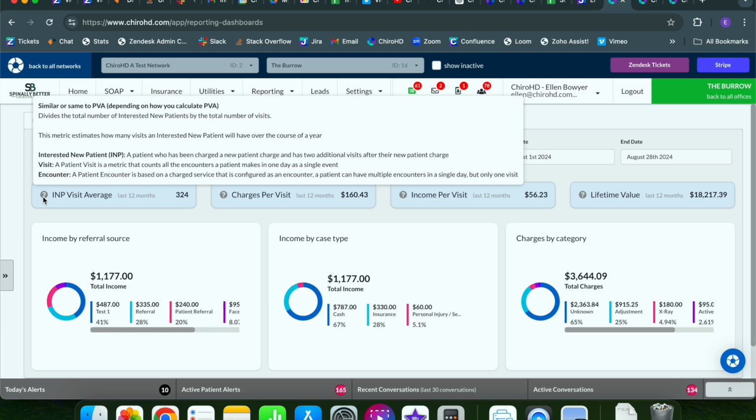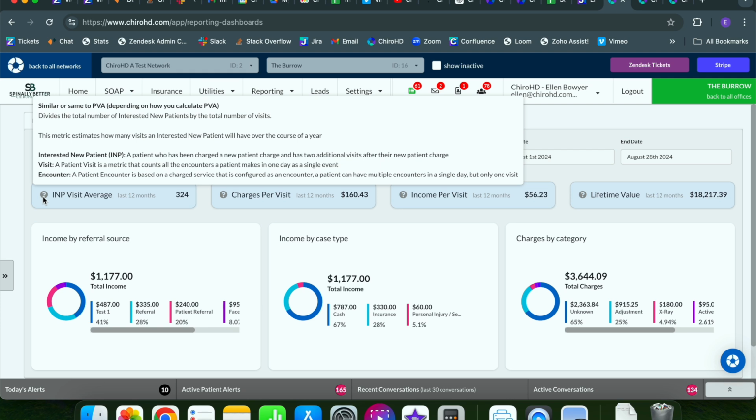Now that we've gone through the definition, let's break down each word. So INP, or interested new patient, is a patient who has been charged a new patient charge on their ledger and has come in for 2 additional visits after that new patient charge. A visit is a metric that counts all patient encounters into one single event, meaning a single data service that the patient has come in.